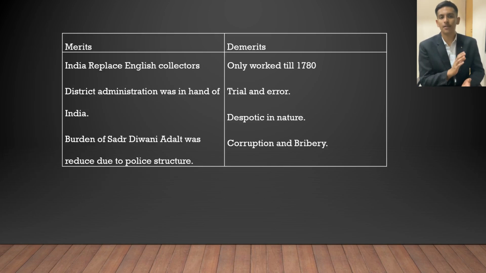So here are the merits and demerits of this plan. Merits are Indians replace English collectors. So Indian representation is seen more in the new plan of 1774. That is, the direct administration was in the hands of Indians. As we have seen, the police structure was established and introduced, and this led to a decreased burden on Sadar Diwani Adalat and Sadar Faujdari Adalat, because the police are doing the work for both of them. So it acts as a middleman, and therefore their burden is reduced.